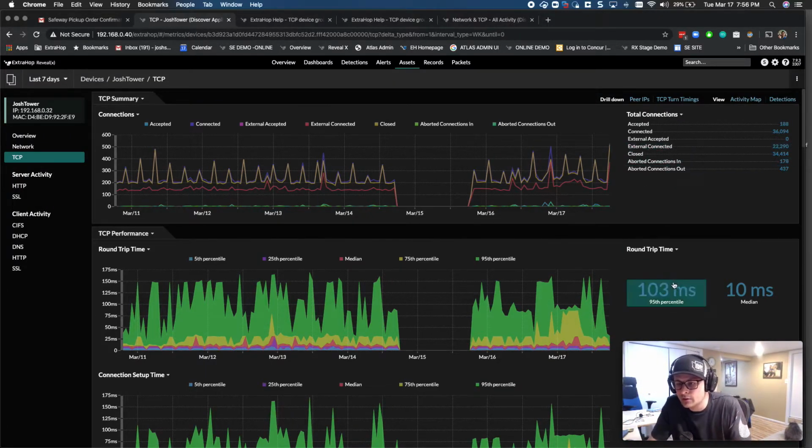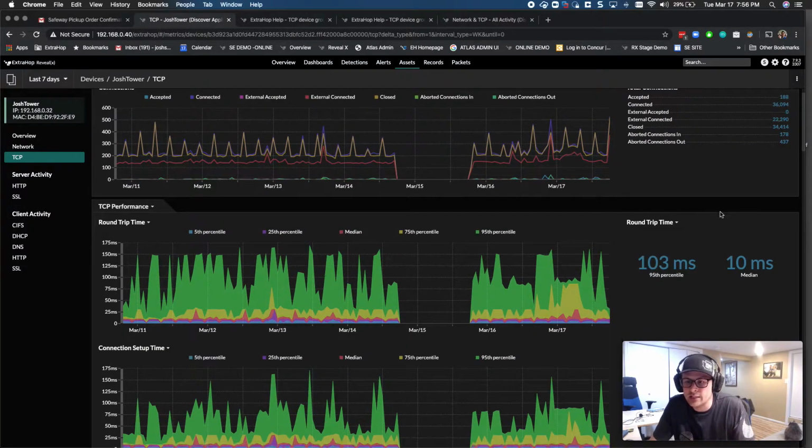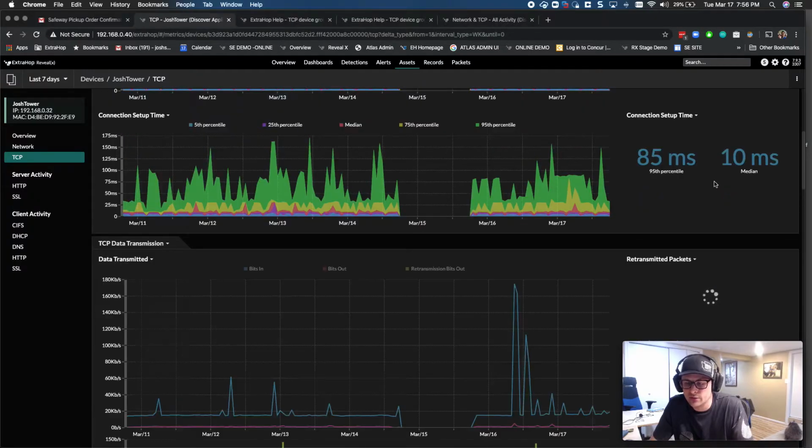I can see the round trip time. So is it affecting the round trip time? Are there issues there? I can see the TCP health of inbound and outbound connections for this device. Some of the key things here are connection setup time. How long does it take, from a three-way handshake perspective, to set that up?